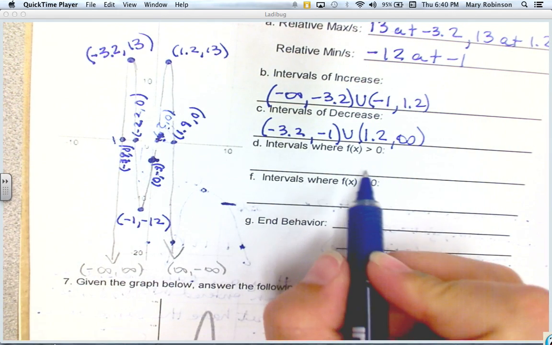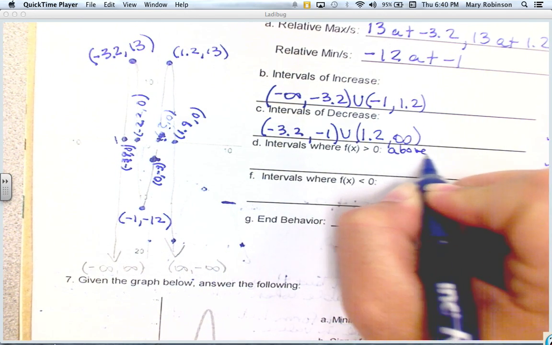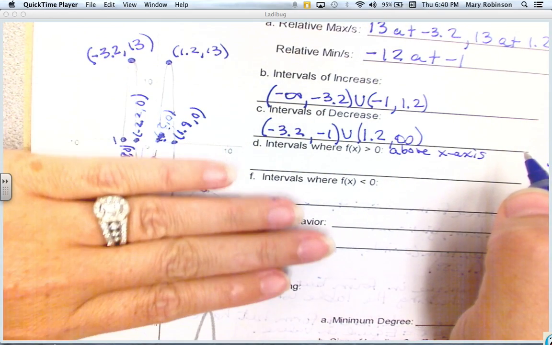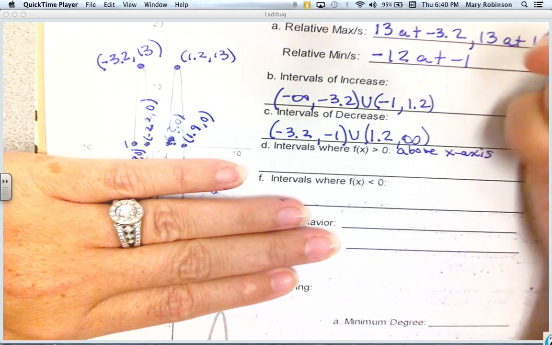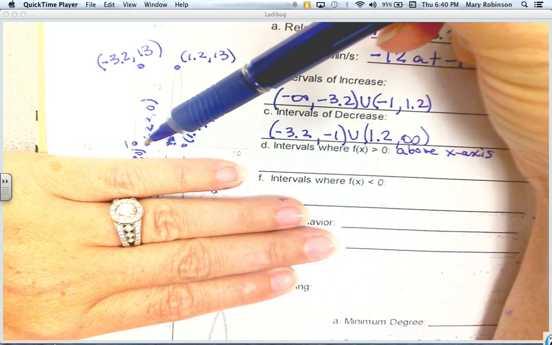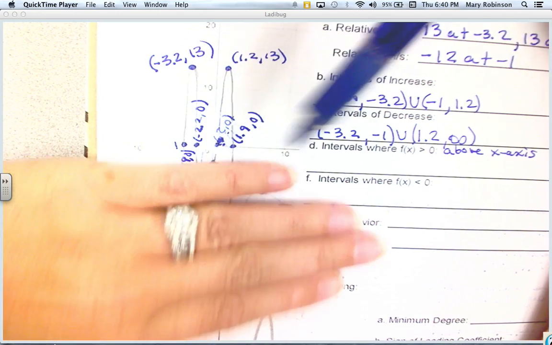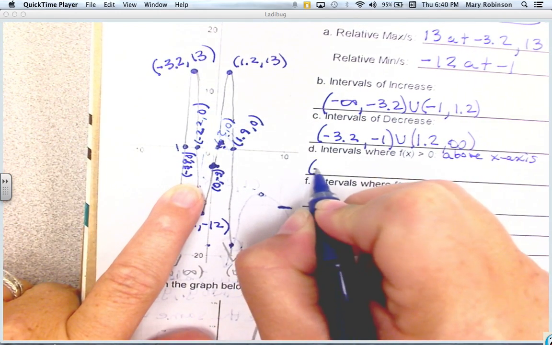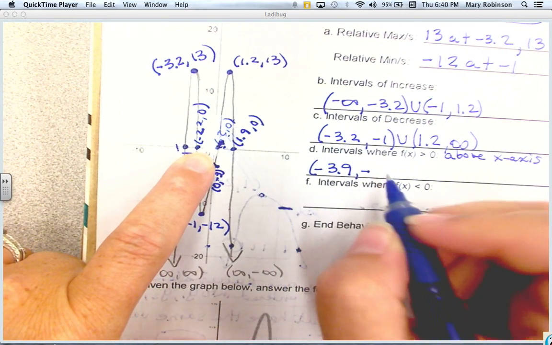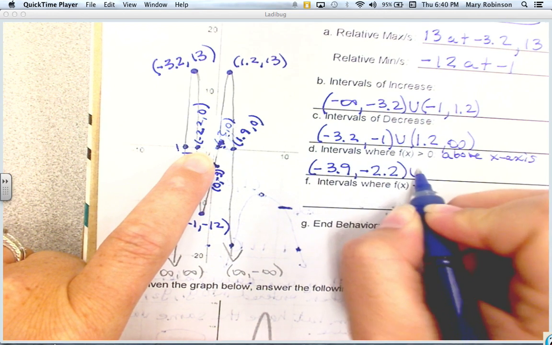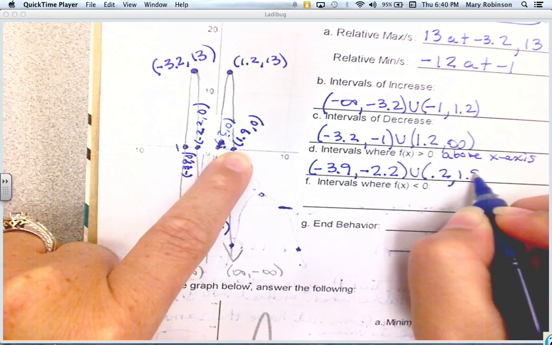Next, if we do our intervals where f of x is greater than 0, please remember that means above the x-axis. We can cover the bottom of our graph here and recognize we need to use our zeros this time and go from this 0 to this 0. It's above the graph from here to here and from here to here. So use your x's. So that would be from negative 3.9 to this x value of negative 2.2 union, and then from positive 0.2 to 1.9.